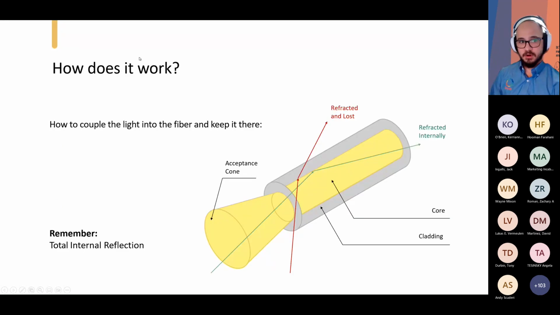So how does it work? The key underlying principle to remember is total internal reflection. What we see here is what we call the acceptance cone. This is the cone where light can enter and it will proceed to go through total internal reflection. If it enters outside of the cone of acceptance, it gets refracted and it's lost. And so you lose the data.